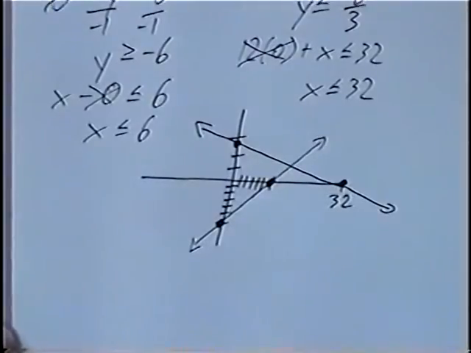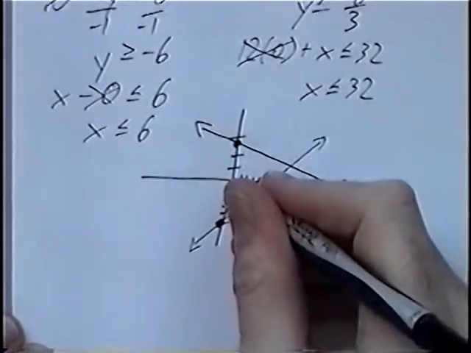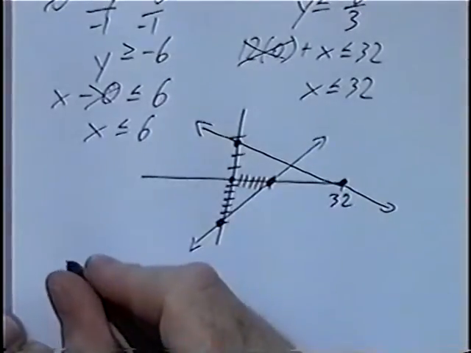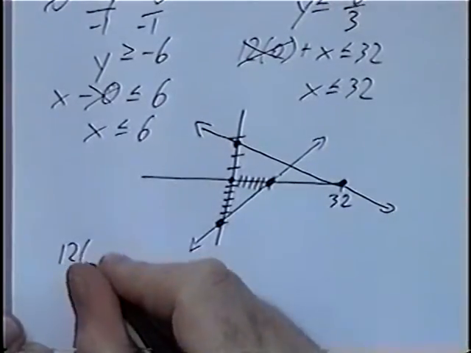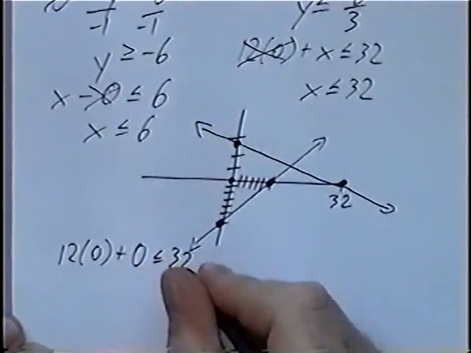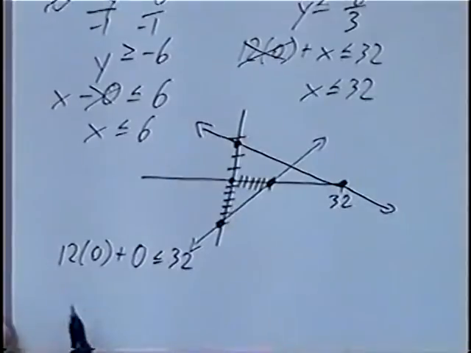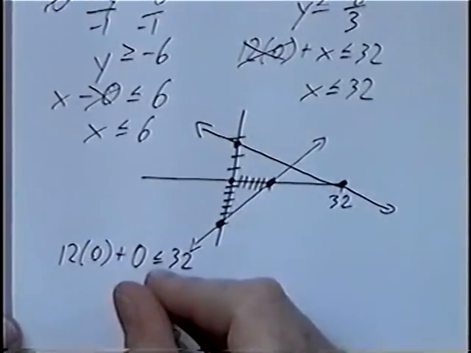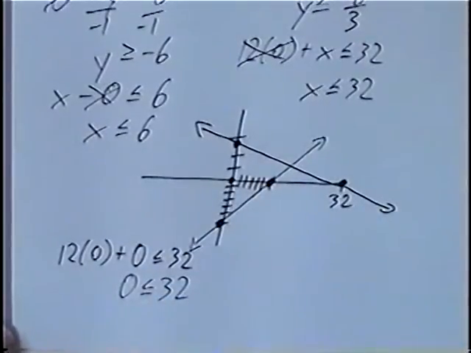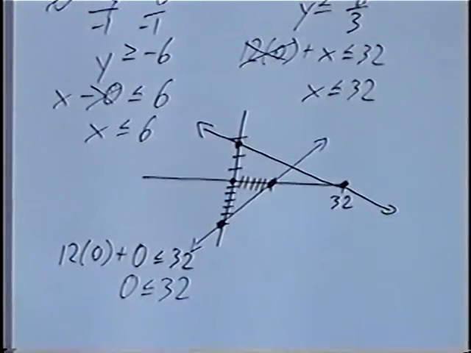Last part will be shading. If you look back at the first inequality, 12y plus x less than or equal to 32, we can use a test point of 0, 0. First inequality would be 12 times 0 plus 0 less than or equal to 32. 12 times 0 would be 0 plus 0 would be 0. And we have 0 is less than or equal to 32. This is a true inequality.